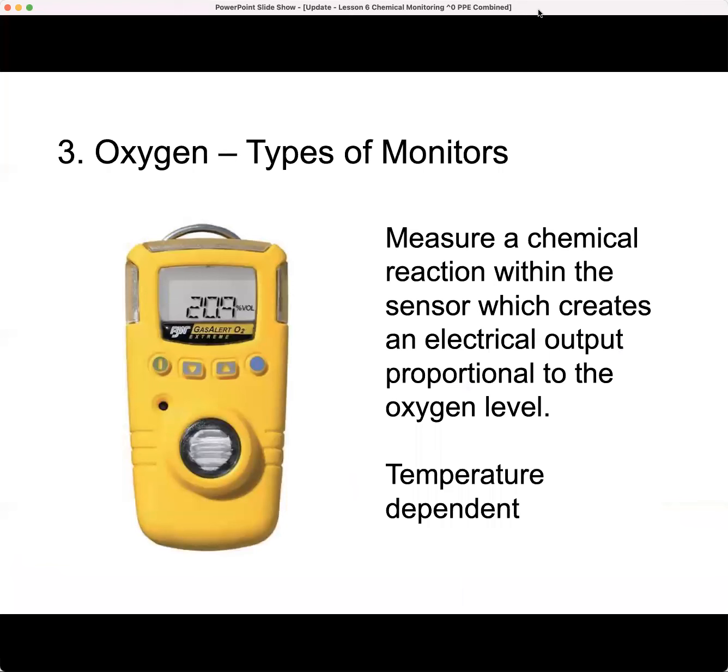Third, we're going to monitor for oxygen. So the sensor inside measures a chemical reaction, which creates an electrical output proportional to the oxygen level. So the more oxygen, the more reaction, therefore the more electrical output, higher numbers. These are also temperature dependent. If your ambient temperature is outside its operating range, then your readings are not going to be accurate.